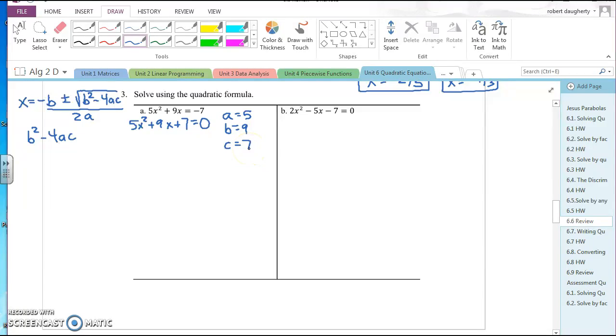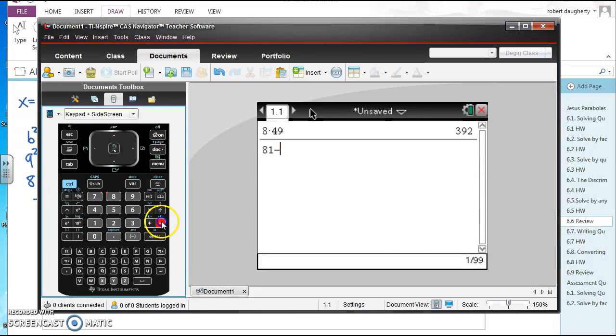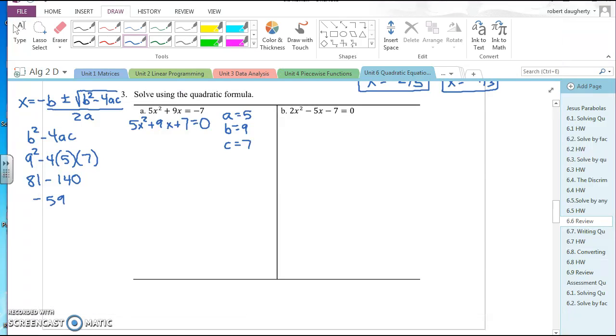So b squared minus 4ac, that's 9 squared minus 4 times 5 times 7, that's 81 minus, this is 20 times 7, so that's 140. So 81 minus 140, and so that's going to be negative 59. I'm going to double check that. 81 minus 140 is negative 59. So my discriminant is negative. I know this is going to be complex numbers.